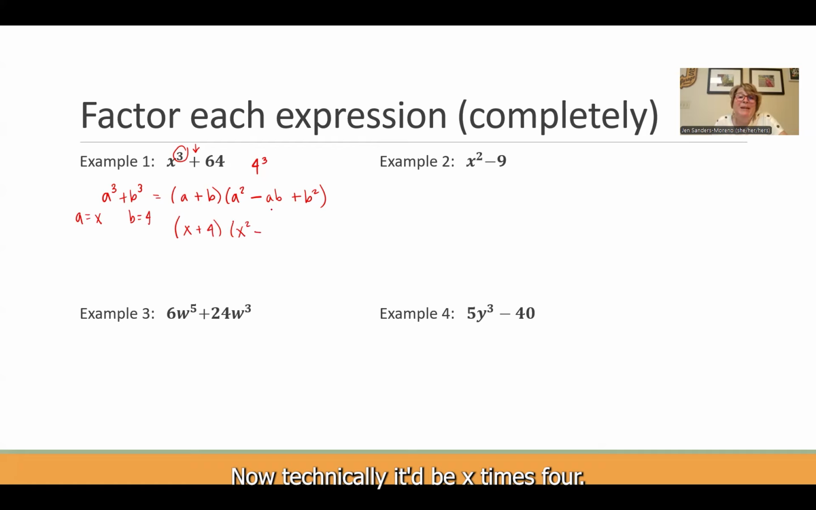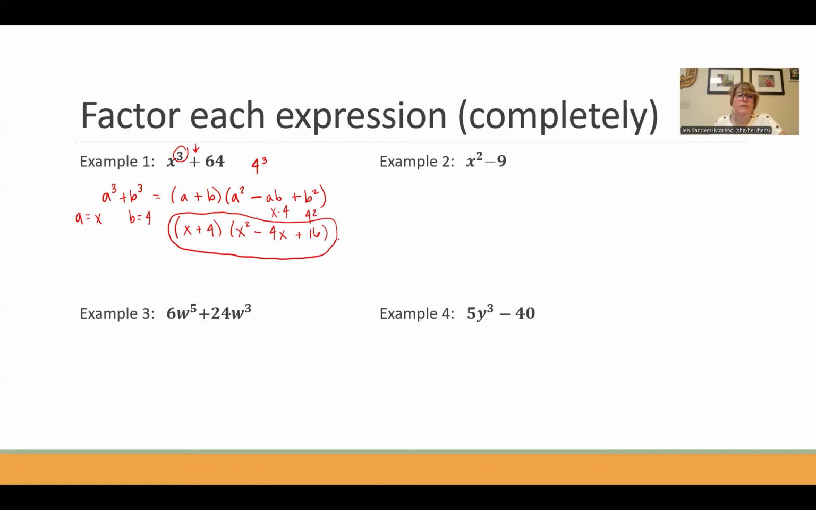Now, technically, it'd be X times 4, but we know that we always put the number first and the letter second. And don't just write plus a 4 squared. That's bad math. Just write 16. And boom, you're done. Done. All right, so let's go to the next one.